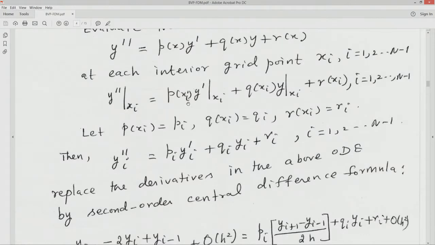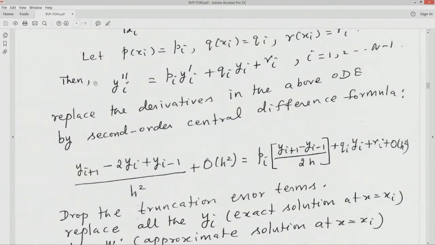Now, what is p of xi? Let us denote it by pi. It is just a notation. q of xi is qi and r of xi is ri. Since the differential equation is given to us, we know what p of x, q of x, r of x are, and therefore, we know pi, qi and ri for each i, which is 1, 2, 3 up to n minus 1. So, we use the notation and write down this step as y double prime at i is pi into y prime at i plus qi into y at i plus ri for i equal to 1 to n minus 1. What is the next step?